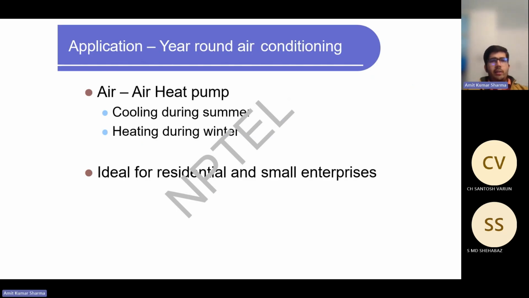Then year-round air conditioning. An air heat pump can be used for cooling during summer and heating during winter. Ideal for residential and small enterprises. I think a four-way valve question was also there. That can be used for a heat pump to interchange the evaporator and condenser, so that we can get cooling during summer and heating during winter.